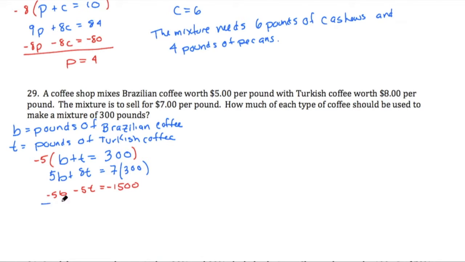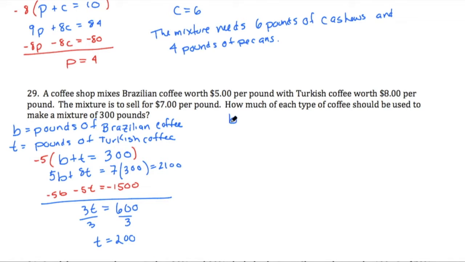Great. We can go ahead and add our equations. The B's cancel. We have 3T. This line here was equal to 2,100, 7 times 300. And so 2,100 and -1500 gives us 600. So we can divide both sides by 3, and we'll get that T is equal to 200. So that's the amount of pounds of the Turkish coffee.